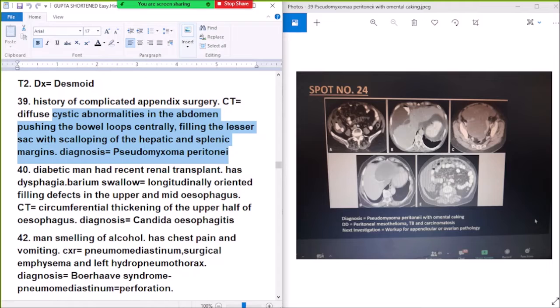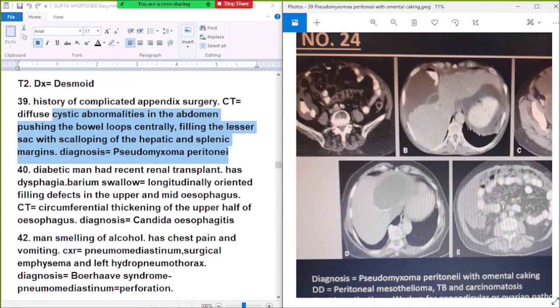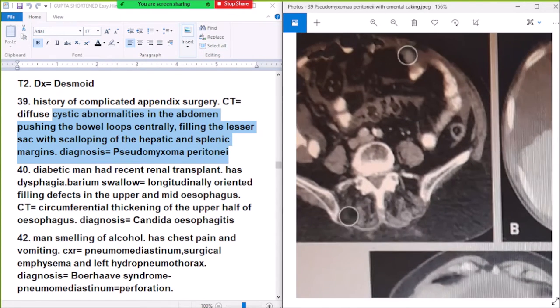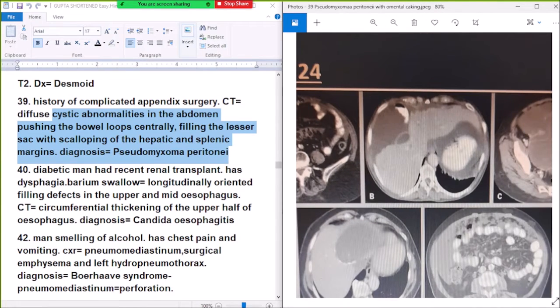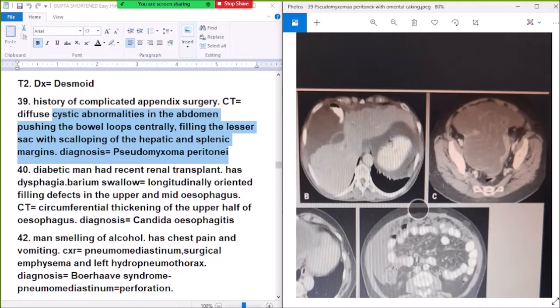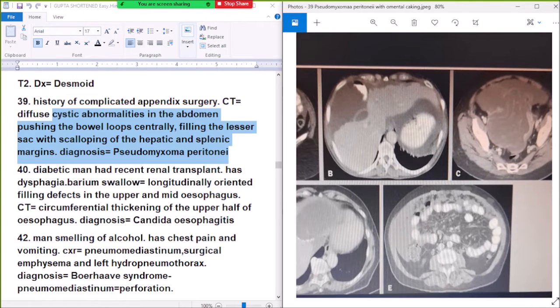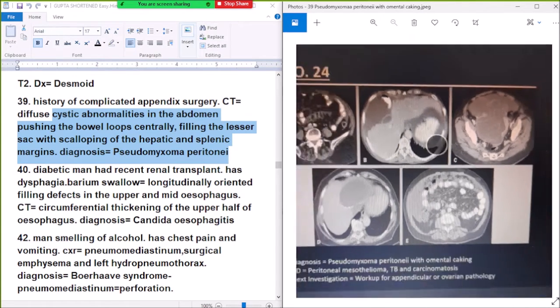Now look here. History of appendix surgery. CT scan shows diffuse cystic abnormalities in the abdomen, pushing the bowel loops centrally, filling the lesser sac, and then scalloping of the liver border, hepatic border, and splenic margins.